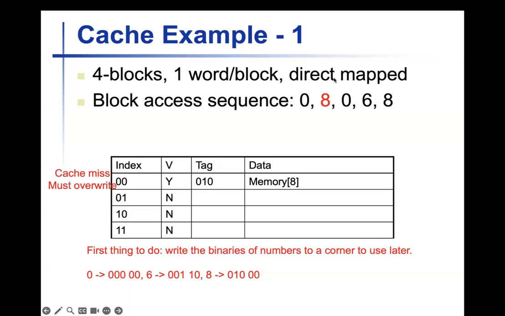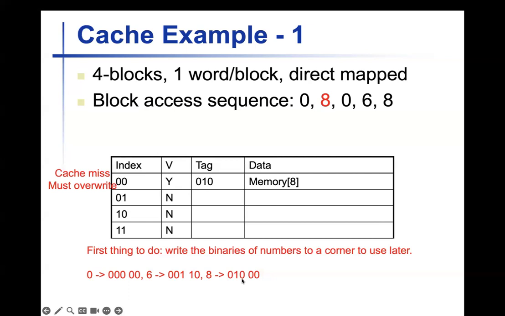So the next request is 8. Since 8 has the index of 00, it has to overwrite the previous data here. So it's a cache miss and it must overwrite. Now I put the data from the memory location 8 into my cache in index 00, and the tag is going to be 010.